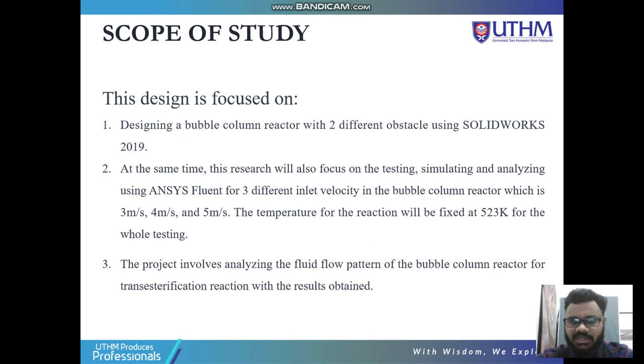The scope of my study. This design is focused on, first of all, designing a bubble column reactor with two different obstacles using SolidWorks 2019. At the same time, this research will also focus on testing, simulating, and analyzing using ANSYS Fluent for three different inlet velocities in the bubble column reactor, which are 3, 4, and 5 meter per second. The temperature for the reaction will be fixed at 523 Kelvin for the whole testing.